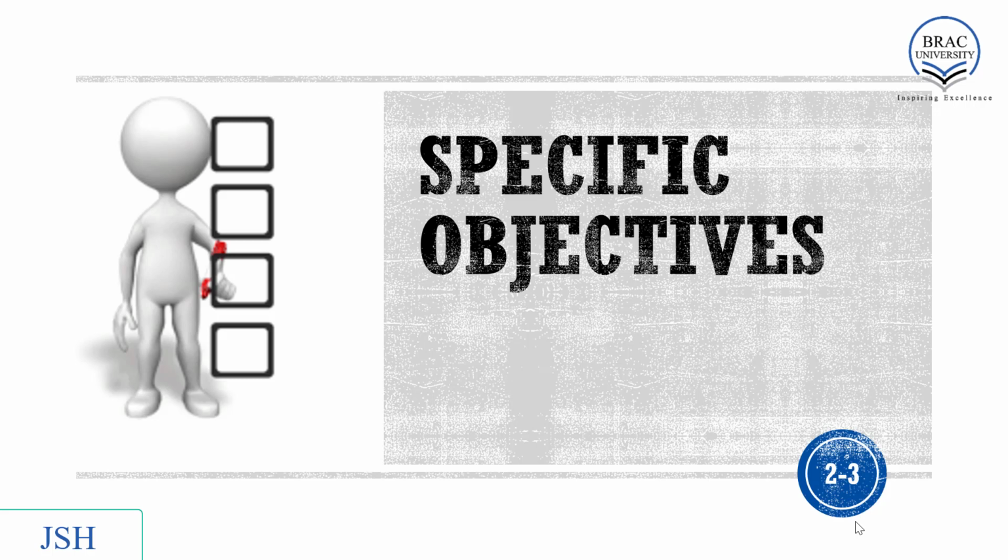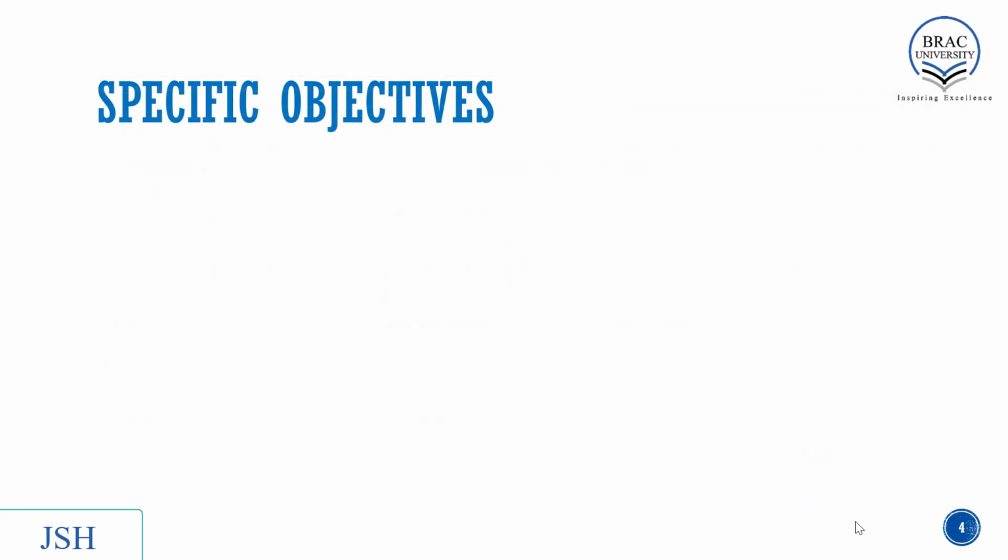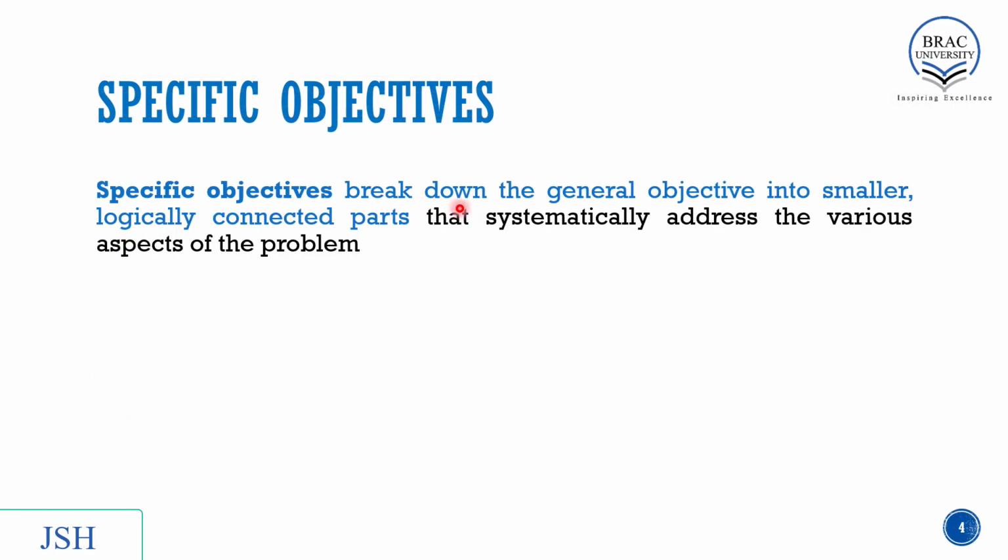Now again, before I start, when I give you the definition, it might seem a little bit confusing, but right after the definition, I'm going to provide you a detailed discussion on specific objectives and finally two relevant examples so that you do not have any kind of confusion. All right, now let's first make you super confused with the bookish definition, okay? So here it goes. Specific objectives break down the general objective into smaller, logically connected parts that systematically address the various aspects of the problem.